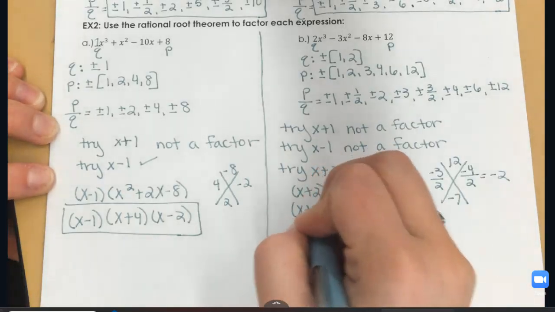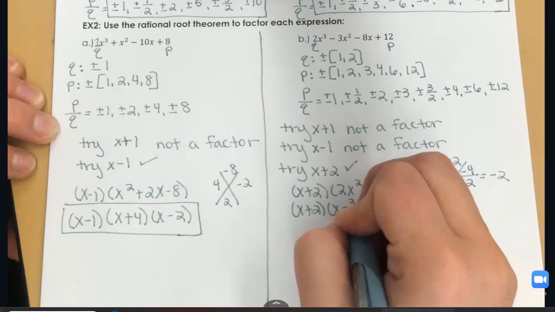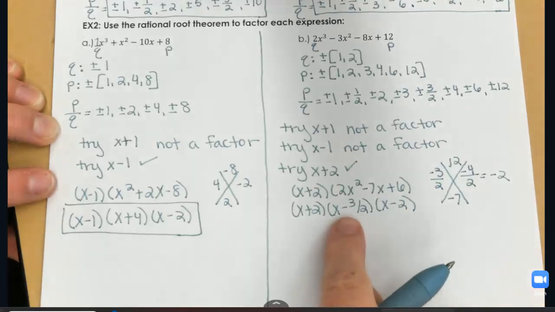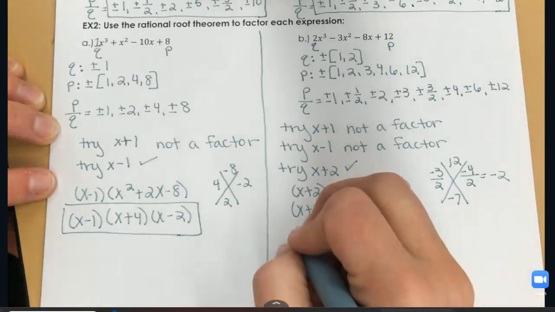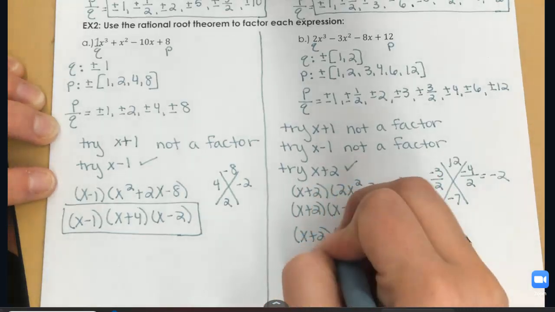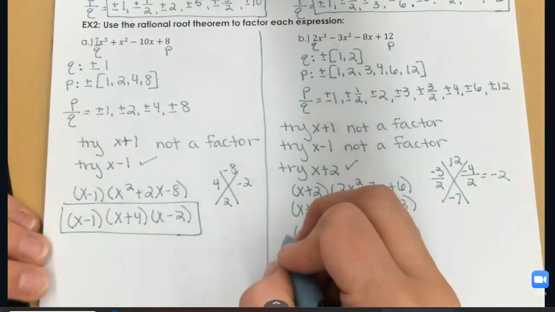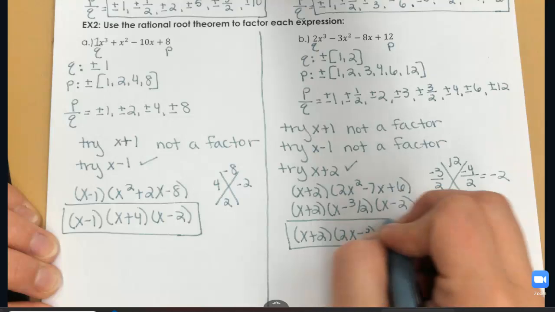So I have x plus 2, x minus 3 halves, and x minus 2. I'm almost done. I just need to clear this fraction here by multiplying by my denominator. So that one would become 2x minus 3 and x minus 2. And now I have factored completely.